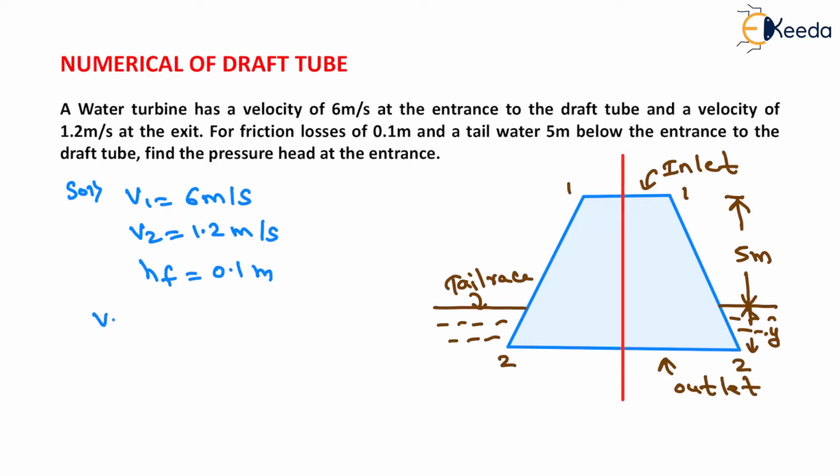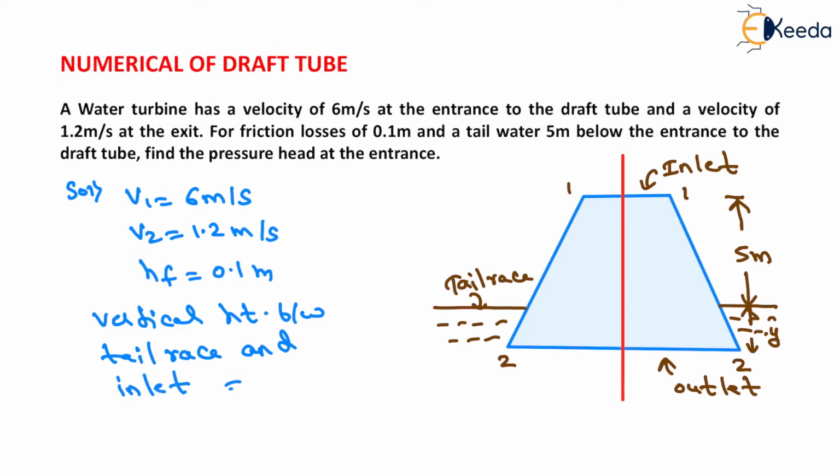Now the vertical height between tail race and inlet of draft tube will be equal to 5 meter, which is shown here in this diagram. Let y be the vertical height between tail race and outlet of draft tube, which is shown here, that is, this distance is y.